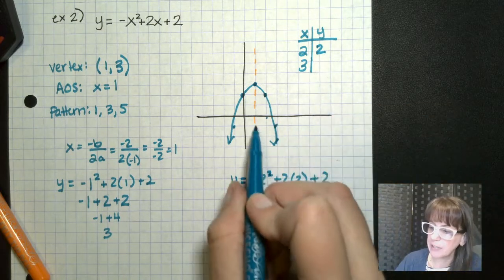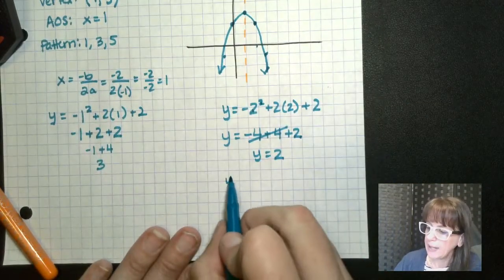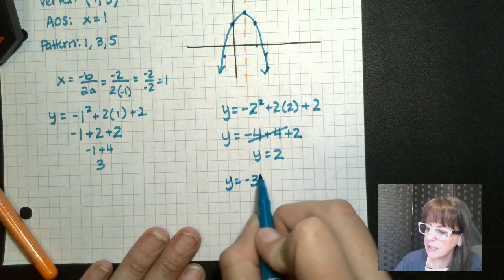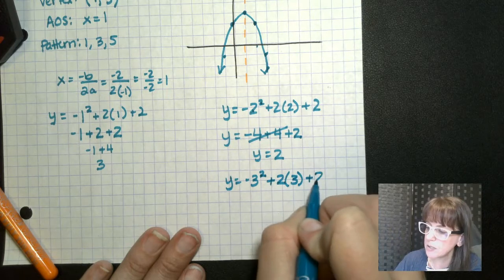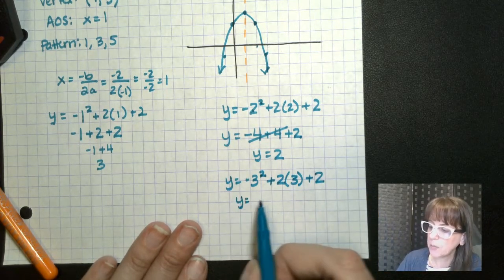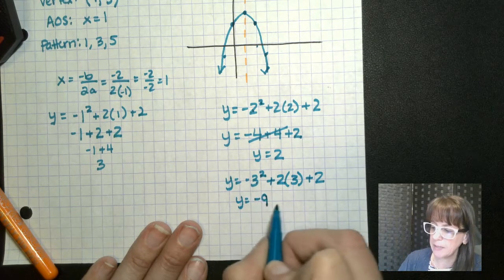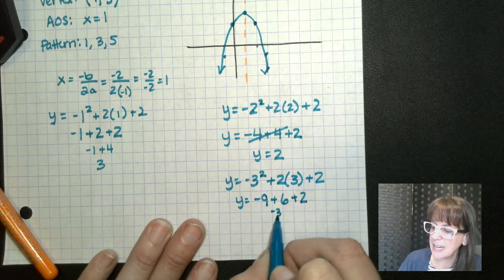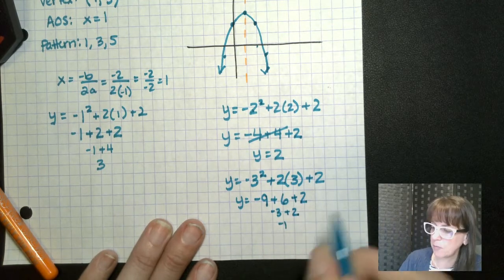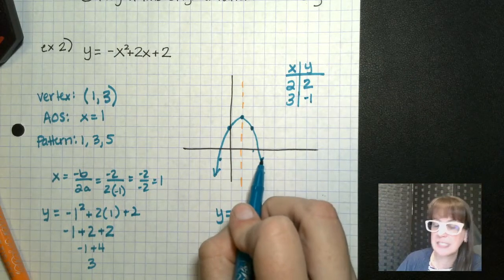Now, when I plug in a 3, I should get negative 1. Let's try it. Y equals negative 3 squared plus 2 times 3 plus 2. So y equals, again, we want to do 3 squared, which is 9, and slap a negative on it. Negative 9 plus 6 plus 2. So that's negative 3 plus 2. So that gives us negative 1. So when we plug in 3, we get negative 1. And sure enough, that's exactly what happened.